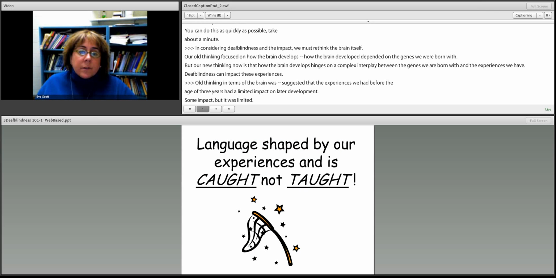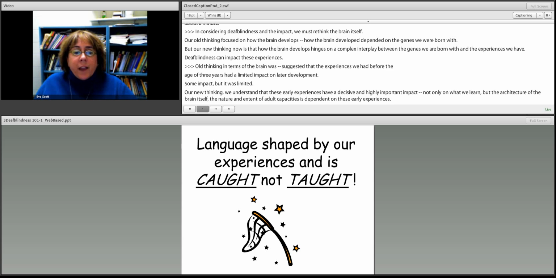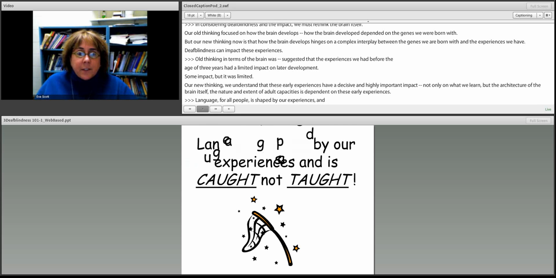Language, for all people, is shaped by our experiences. And it is caught in the environment, not taught to very, very young children before the age of 5 years old when they attend school.